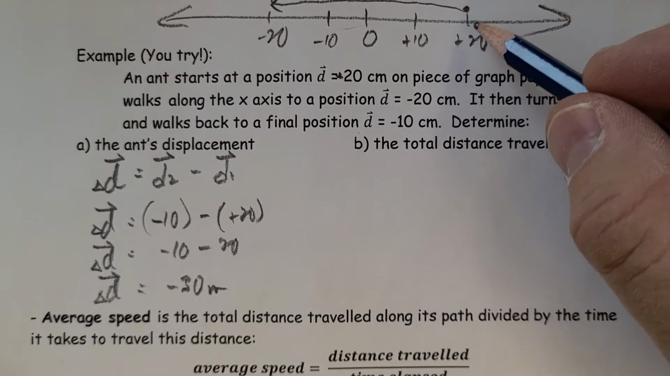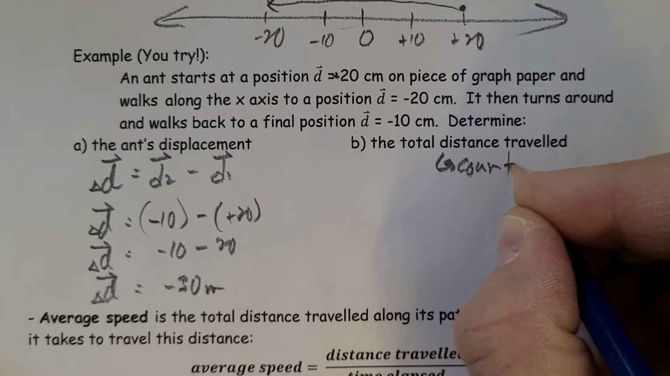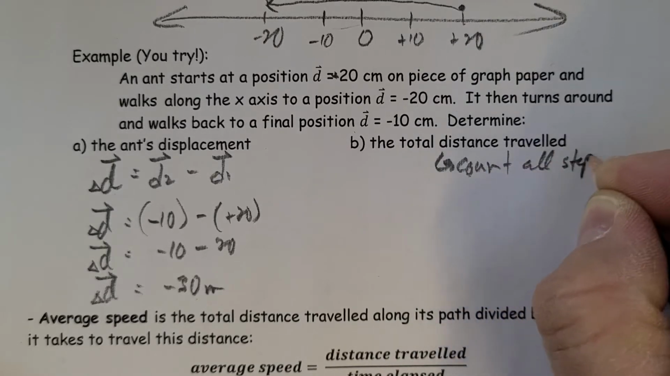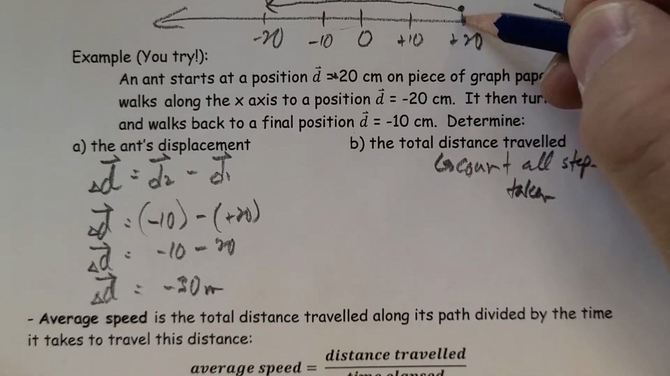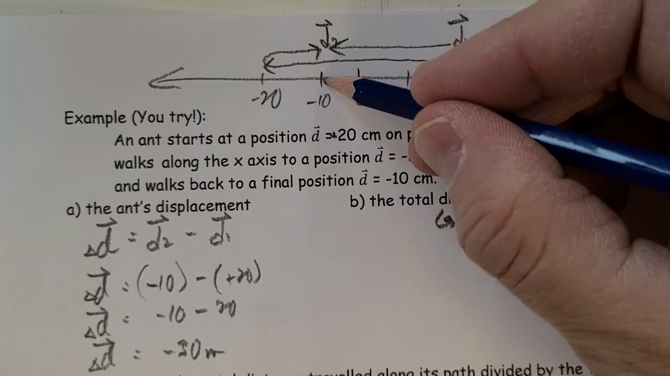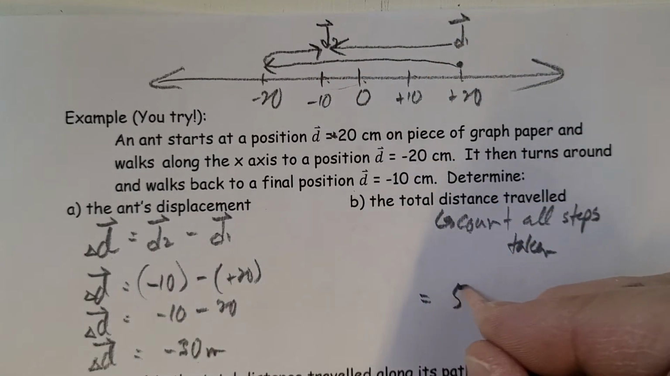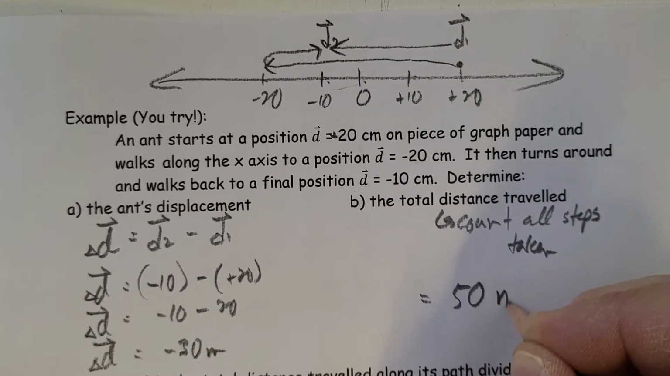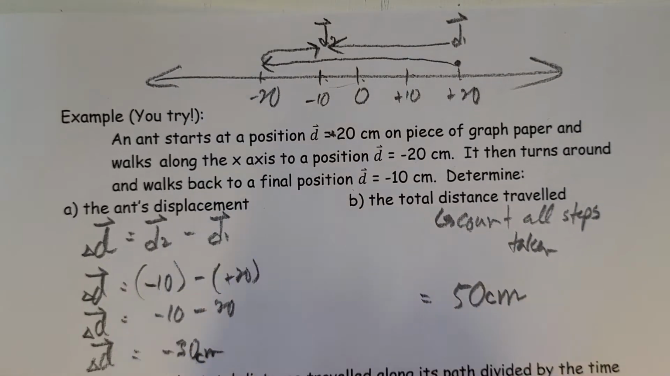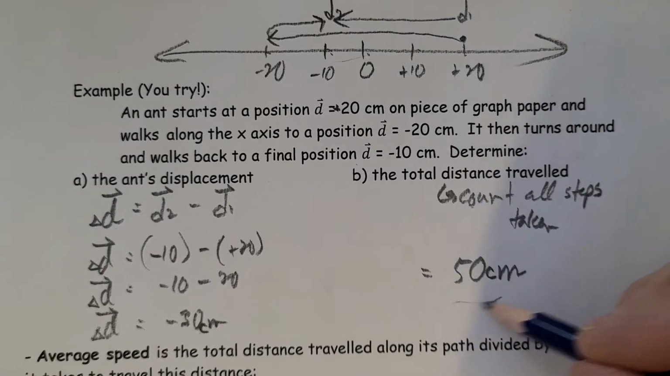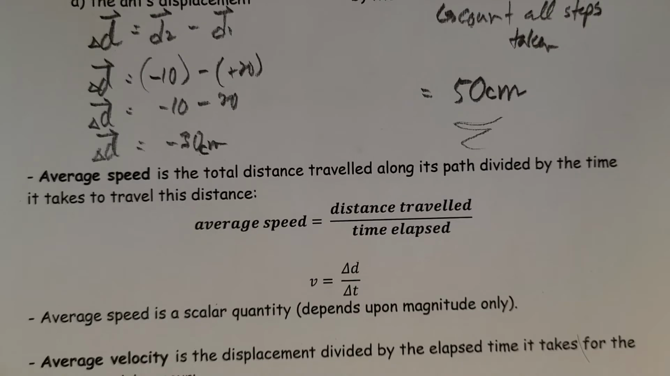Then distance traveled, all we need to do is just count all the steps. Count all steps taken. So we can go and see here 10, 20, 30, 40, 50. Or as the cool kids say, 50. Well, I guess these are centimeters. They're not meter sticks, because that's quite a feat for an ant to go 30 meter sticks. So 50 centimeters for every step that was taken. So it's that easy, ladies and gentlemen.